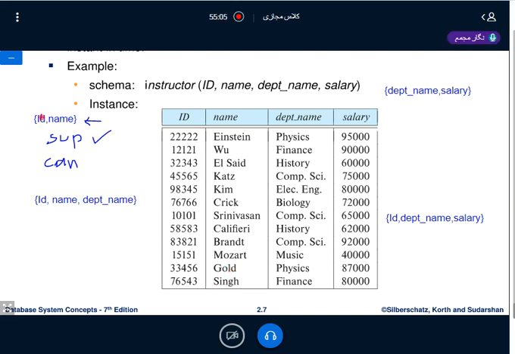Yes, this is a super key, because with the ID and name I can find a unique tuple, a unique record. But is this a candidate key? This one, ID and name. Is this a candidate key?